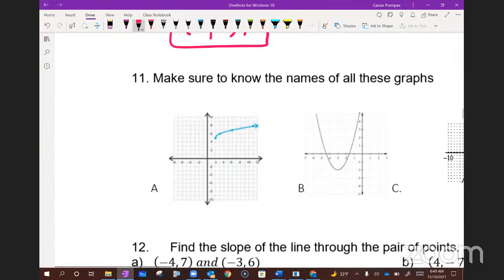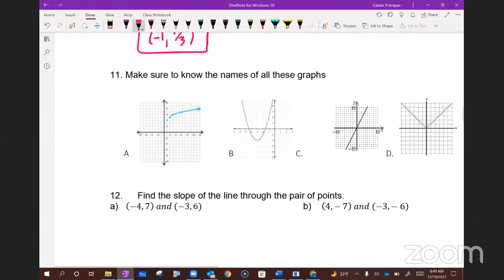Moving right along, number 11, make sure to know the names of all of these graphs. What type of graph is this one? This is a square root. If you want to see a visual, it's that situation. Technically, it would have different numbers because the graph was moved, but that's the situation that we have. This one is a parabola, which comes from a quadratic equation.